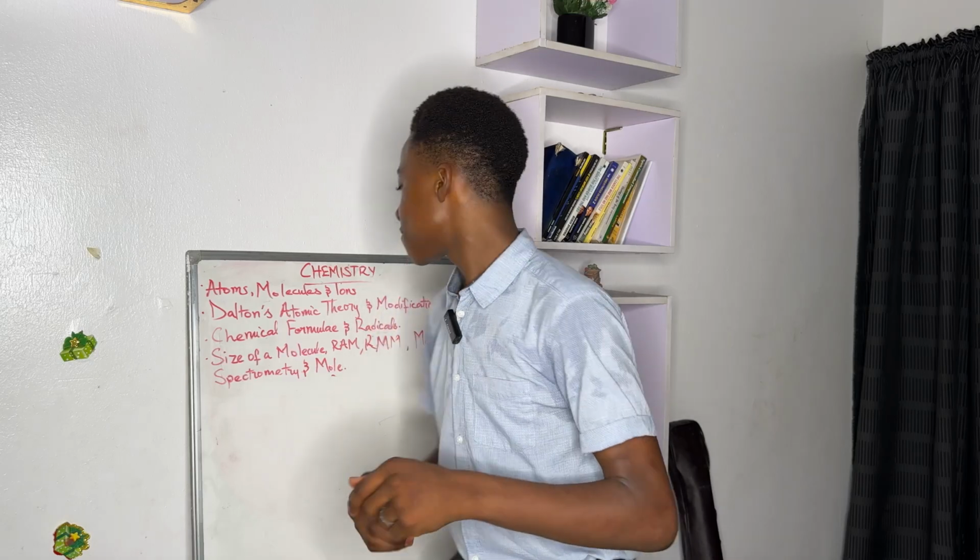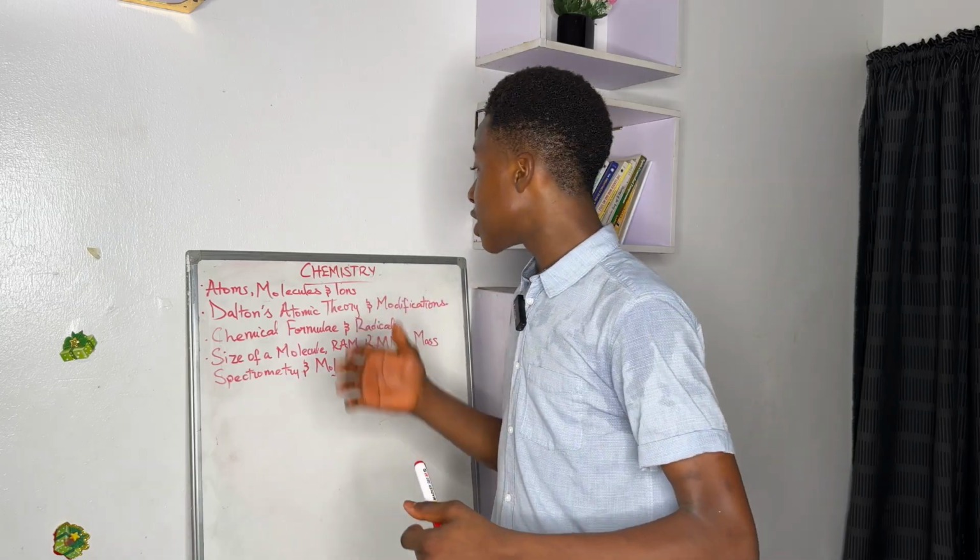Kudos to John Dalton. So now we have listed John Dalton's atomic theory and its modifications. Later we're going to learn about different scientists and different chemists that came along after John Dalton and discovered more things about the atom, including Ernest Rutherford, Robert Millikan, and so many other people, even J.J. Thomson.